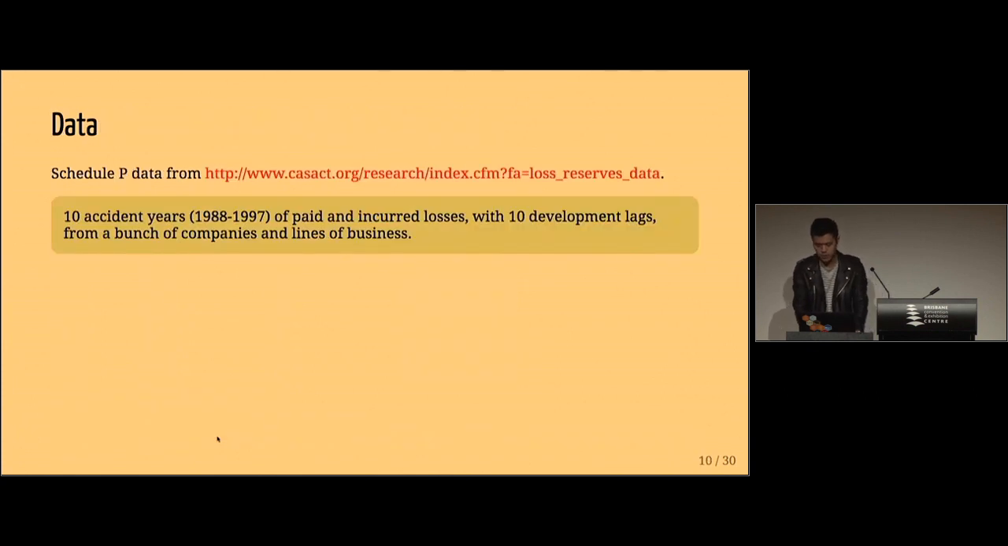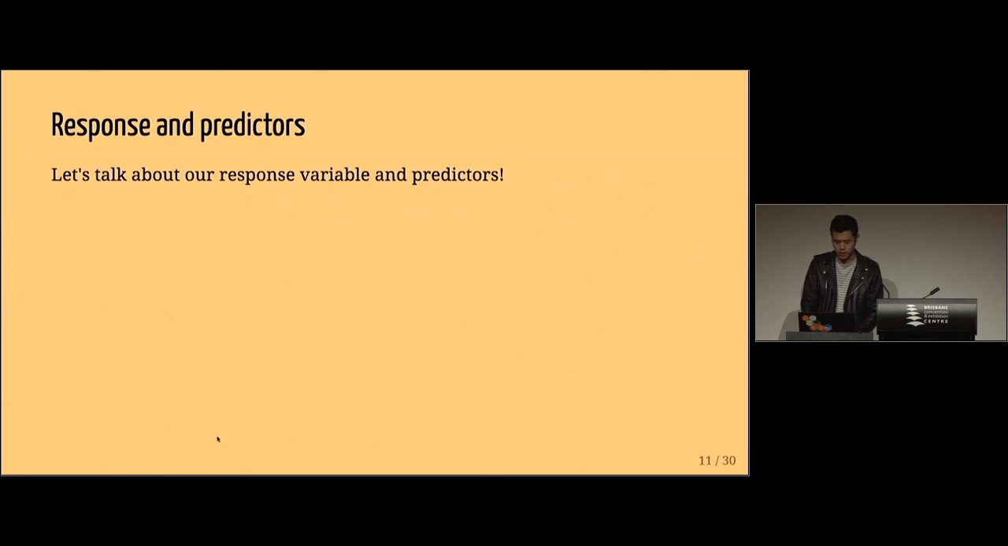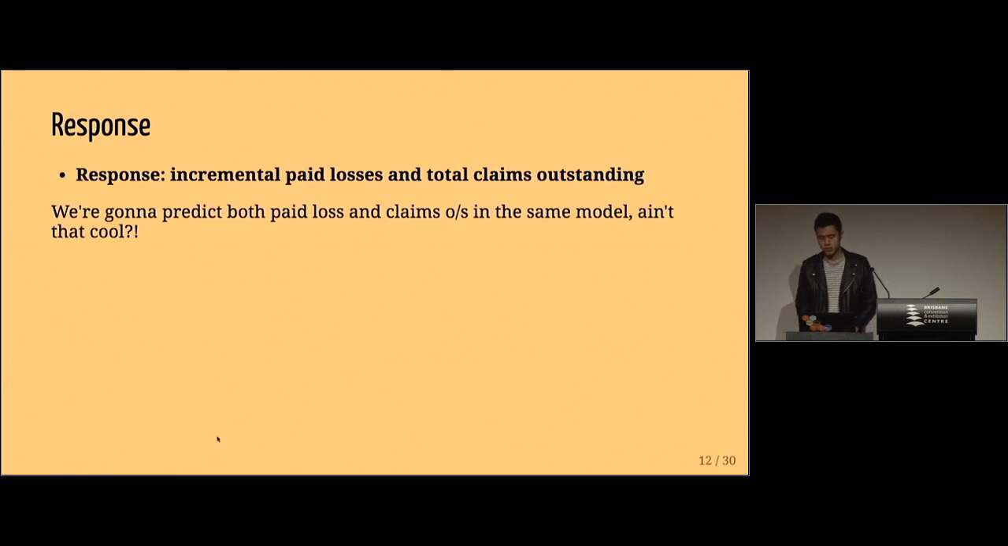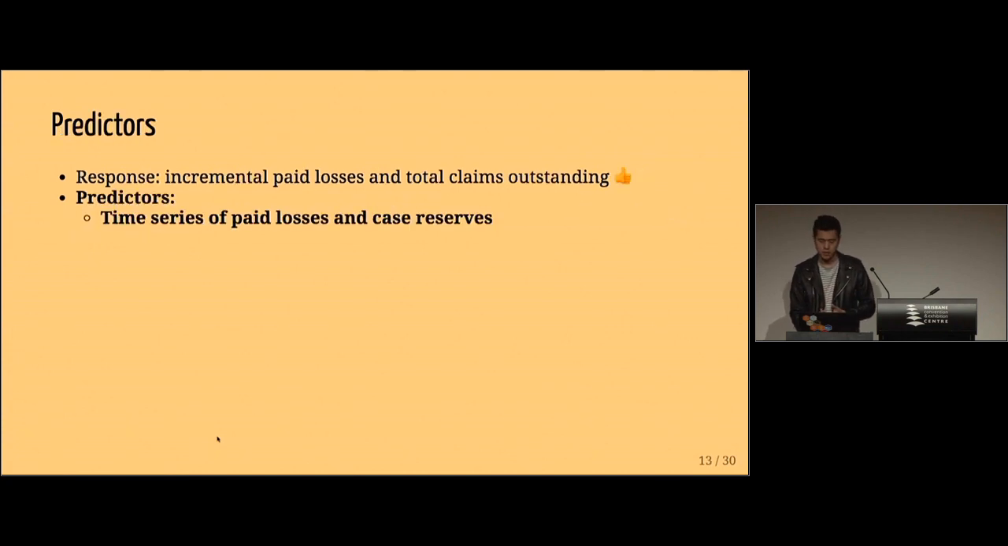So we're going to use some publicly available data from the financial statements of insurance companies. And then we can talk about what our response and predictor variables are in our model. The response is going to be the incremental paid loss, and the claims outstanding, which was the case reserves that we talked about, the initial estimates of the claim. And the takeaway here, even if you're not in insurance, is that in neural networks, we can have multiple response variables in the same model.